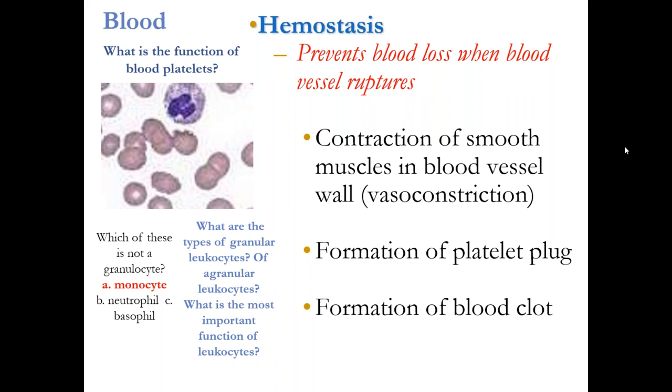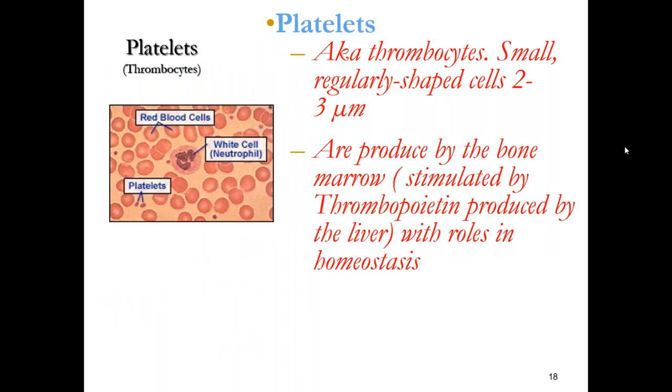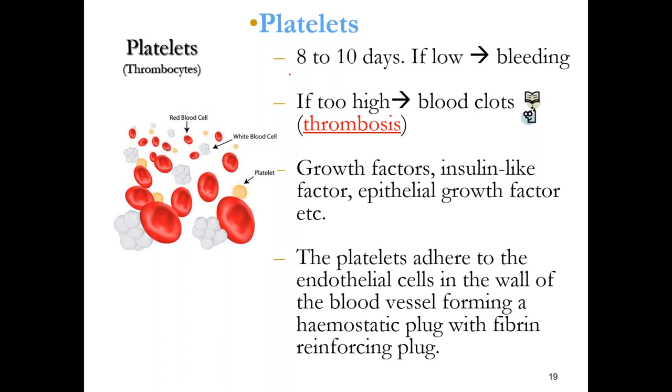All right, so we talk about the thrombocytes again. The platelets, they are going to live about 8 to 10 days, and the normal value is 150,000 to 450,000 platelets per cubic millimeter, or cc. All right, so that is about it.